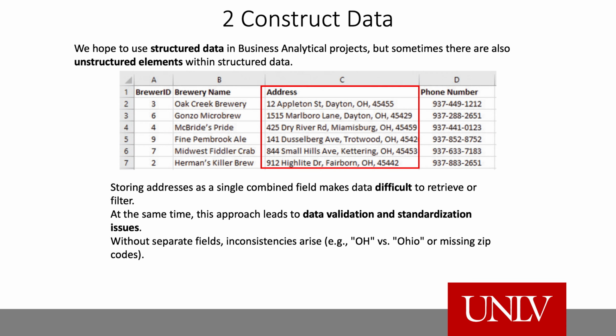In this case, finding all entries in a specific city or zip code requires complex string operations instead of simple filters. It also creates data validation issues, like inconsistent status names or missing zip codes. To make sense of this kind of data, we need tools like text analysis or machine learning to extract meaning, topic, or sentiment. In this class, we can split the address into structured components such as street, city, state, and zip to improve accuracy and usability by using both MySQL and Excel.